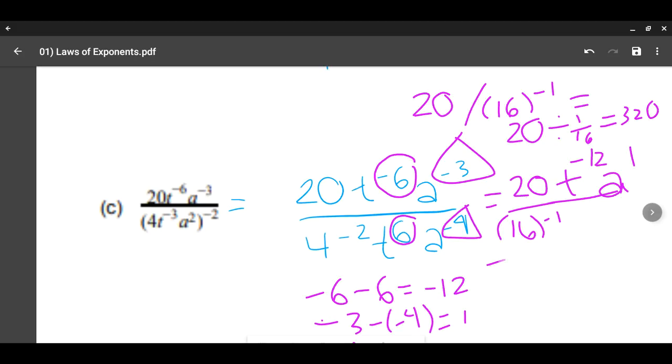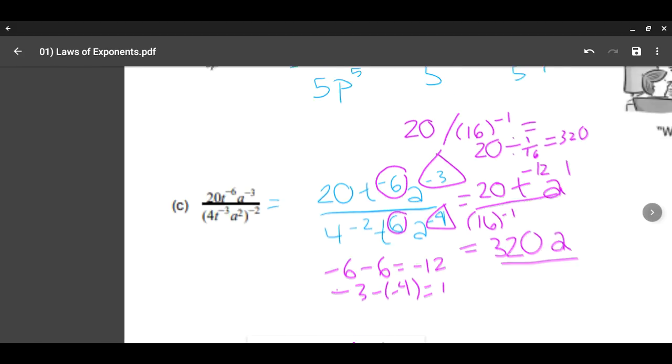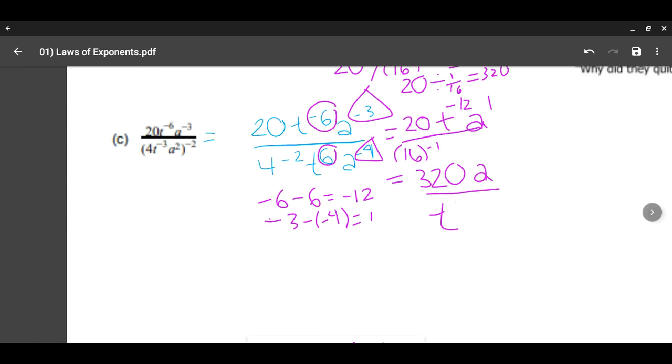If you're feeling a little shaky with that, you could check on your calculator. Now, my a stays in the numerator. Because that t is to a negative 12, I'm going to move it down to the denominator. So this is going to be my final answer. Everything has a positive exponent.